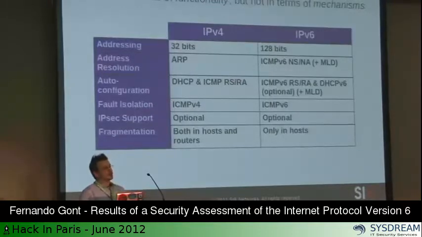When it comes to fault isolation, being the ability of the network to report problems to the nodes sending packets, it's done with ICMP in the IPv4 case, and it's done with ICMP version 6 in the IPv6 case.